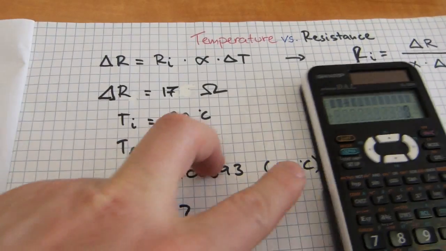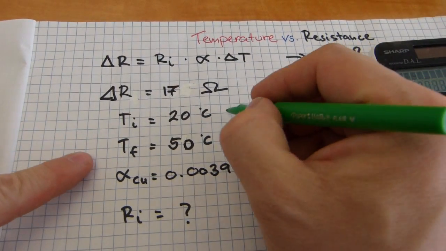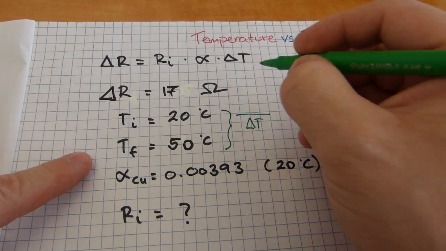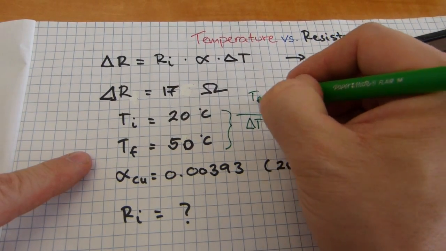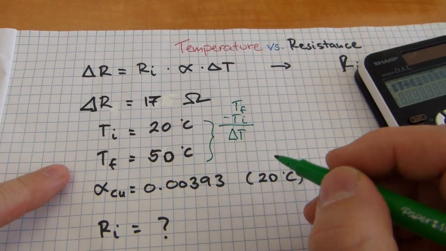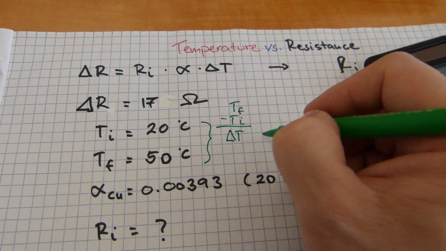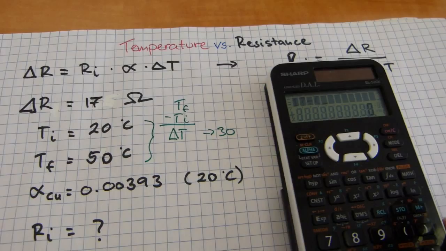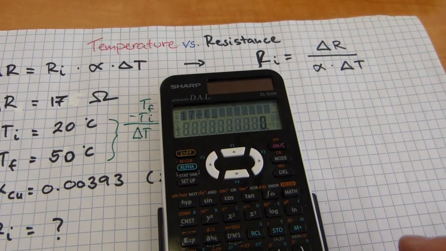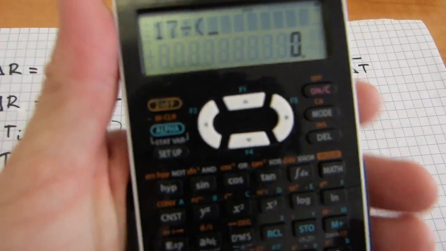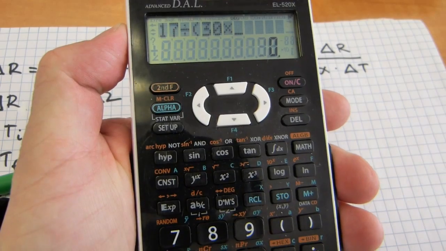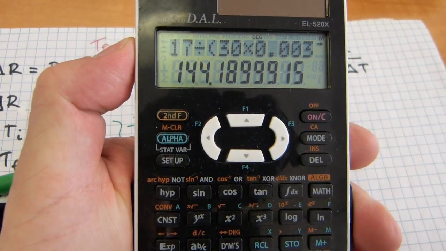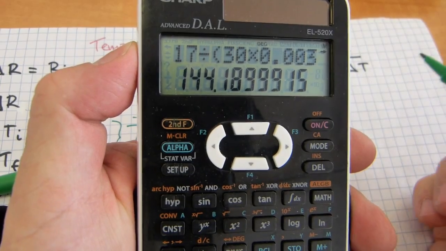We need the alpha and we need delta T. Delta T, we don't have delta T, the same stuff. Delta T is calculated by TF minus TI. So that's 50 minus 20, that's going to be 30. I kept that one the same, so you can check that all of these calculations work or are equally valid. So 30 times 0.00393, close the bracket, equals 144 ohms.